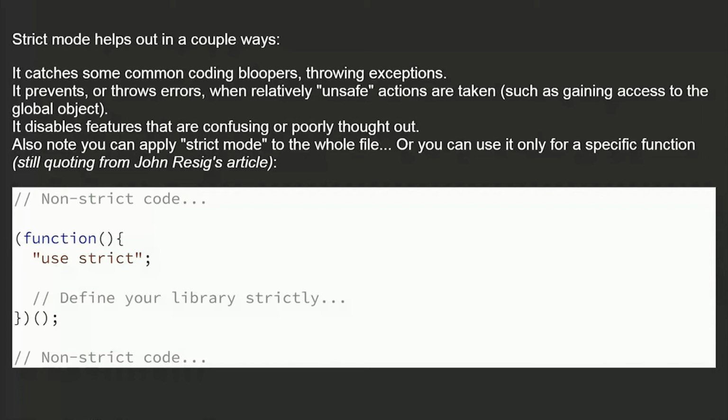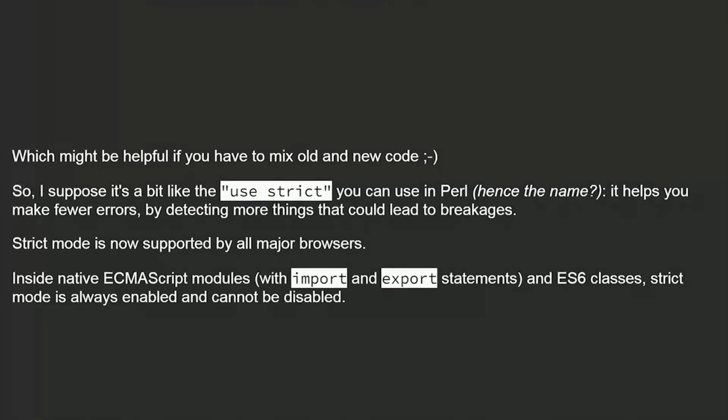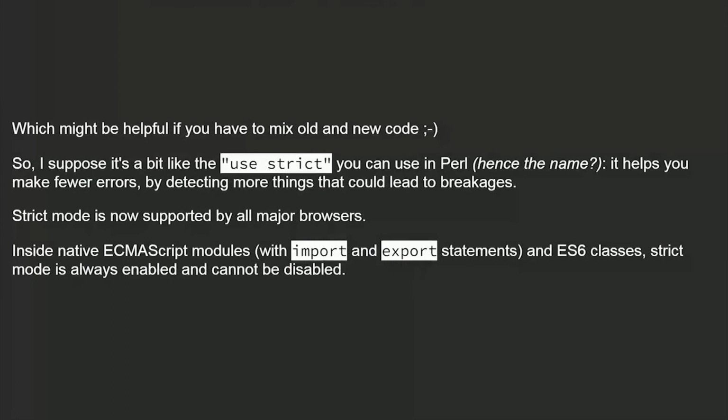Still quoting from John Resig's article: non-strict code, function, "use strict", define your library strictly, non-strict code. Which might be helpful if you have to mix old and new code. So, I suppose it's a bit like the "use strict" you can use in Perl, hence the name. It helps you make fewer errors, by detecting more things that could lead to breakages.